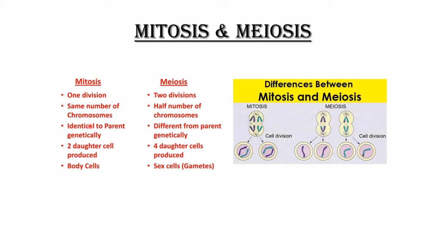In mitosis there is the same number of chromosomes, and in meiosis there is half the number of chromosomes. In mitosis the cells are genetically identical to the parent, and in meiosis they are genetically different from the parent. In mitosis two daughter cells are produced, and in meiosis four daughter cells are produced. So this is a very brief overview of mitosis and meiosis.